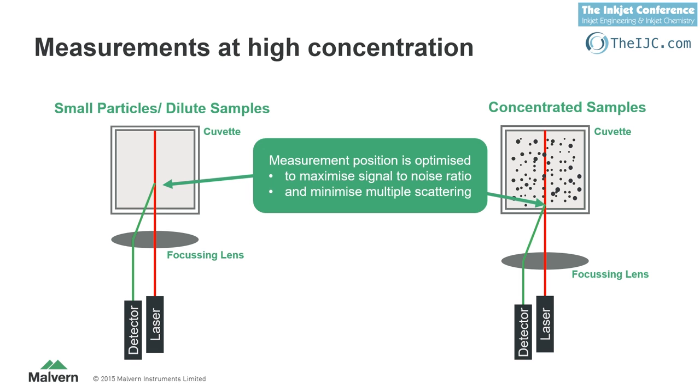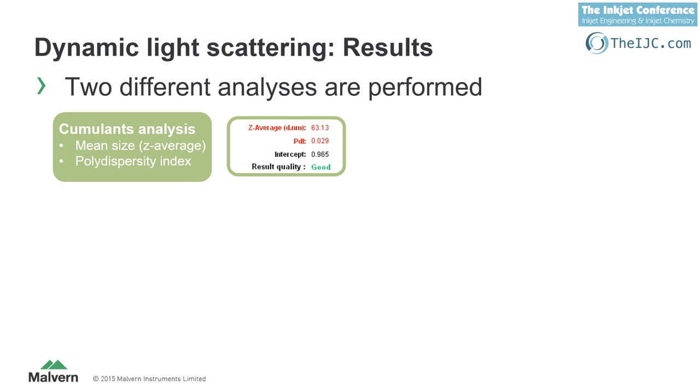However, if we're looking at concentrated samples, we're going to adjust that position maybe closer to the wall in order to minimize multiple scattering effects. All of these technologies tend to work on the principle that light gets scattered off one particle before it goes to the detector. So to make sure that happens for concentrated samples, we can measure much closer to the wall of the cuvette. Whereas for the dilute ones, we want to pass through more particles to get more data. So that's one of the advantages of dynamic light scattering, particularly for inks, is that it will let us measure at much higher concentrations.